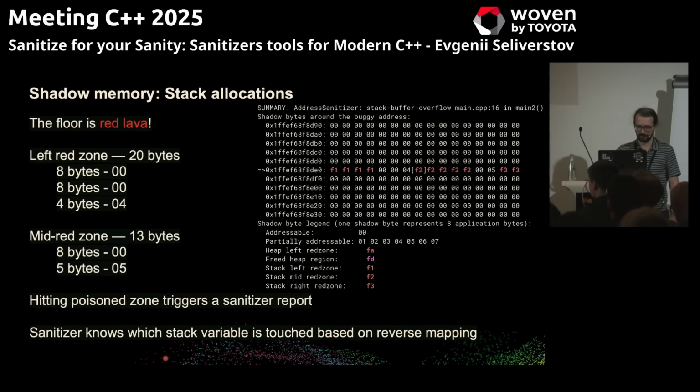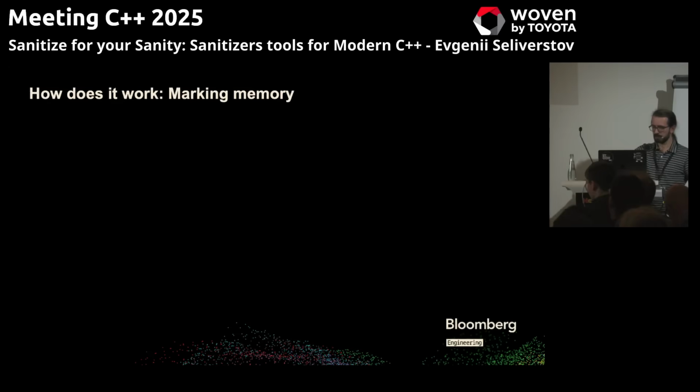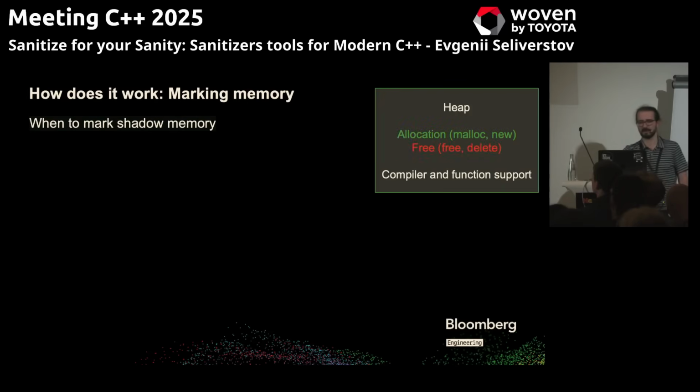Yeah, of course, the same approach applies if we just need to understand what the original problematic memory is: we do reverse mapping on the memory in shadow. So it works fine. The last remaining part is how to make it work with poisoning. So we need to understand when to mark the shadow memory.